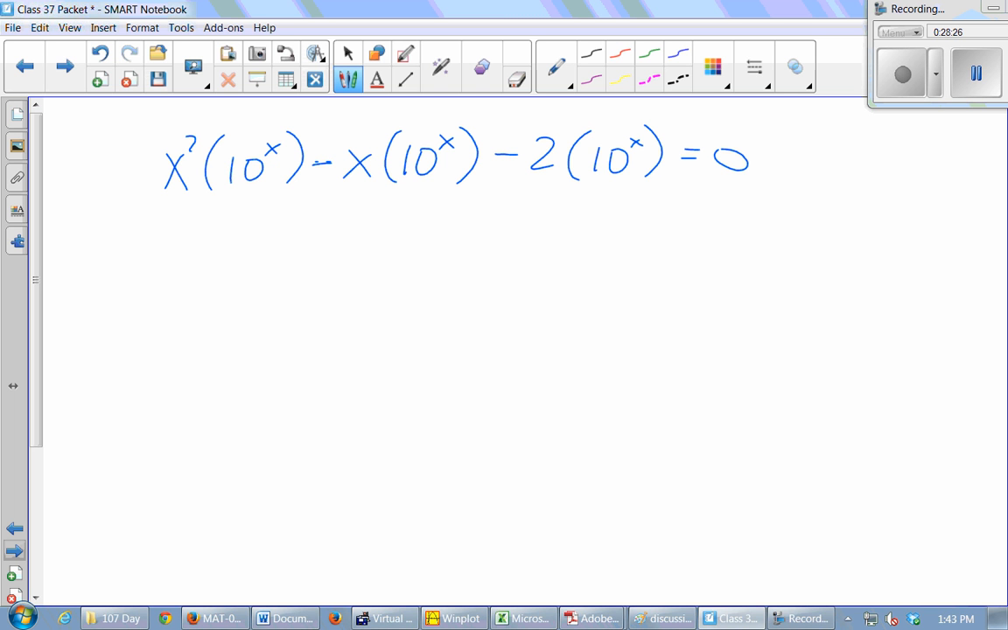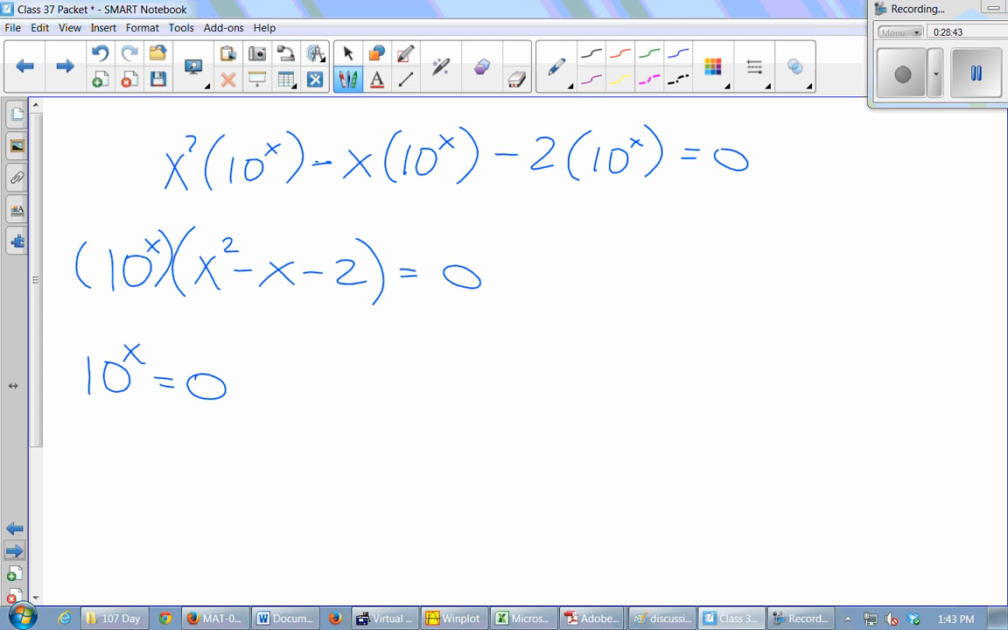Move everything to one side first. Then each term has a 10 to the x in it, so you can factor it out. So you have 10 to the x times x squared minus x minus 2. I'm multiplying 2 things together, and the answer is 0. So either 10 to the x is 0, or x squared minus x minus 2 is 0. This is never. And this one we solved a couple minutes ago, -1 or 2.